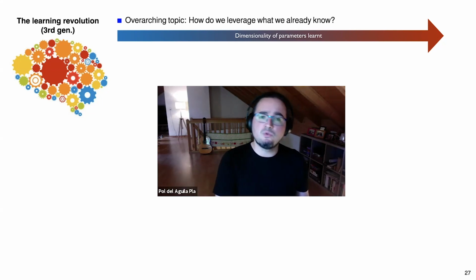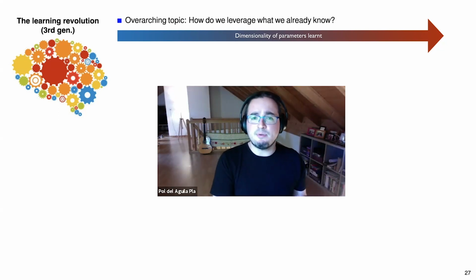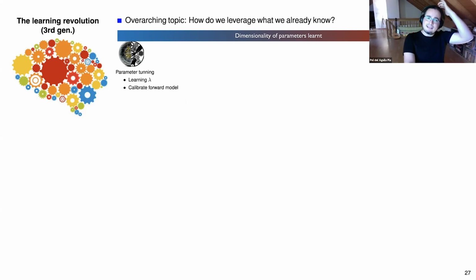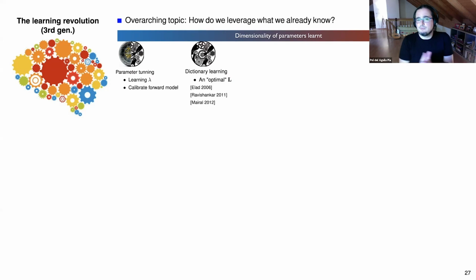So here I've tried to draw a line that separates things by the dimensionality of what we're trying to learn. In classical and sparsity-based reconstruction, we may want to learn the lambda, the regularization parameter, or we want to calibrate our forward model for parameters that we're not able to measure. Going a bit more to the right, we could have dictionary learning. So we could say, we don't know which is the best sparsifying transform for this problem, so I'm going to learn that from the data.